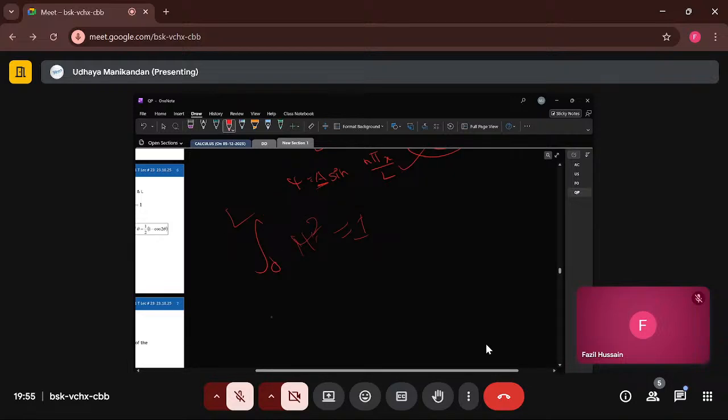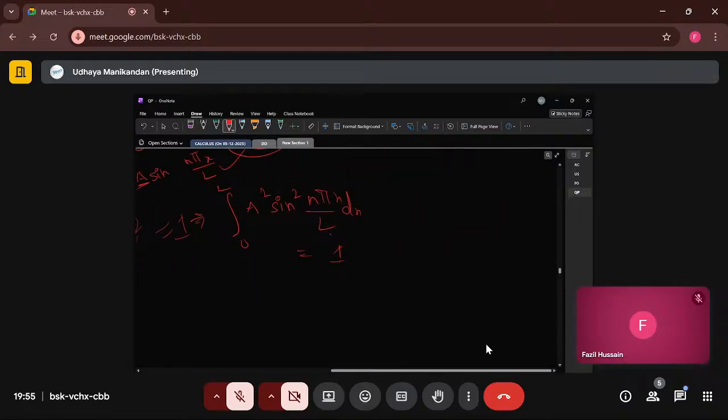So that is just going to be the integral from 0 to L. This is nothing but A square sin square n pi x by L dx is equal to 1. So this is what we have. Again, A square is a constant, I can take outside. Sin square I have to integrate. I'll just integrate it first. So I'll just put that form and then integrate it first.